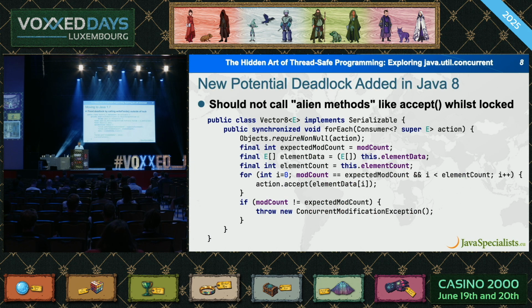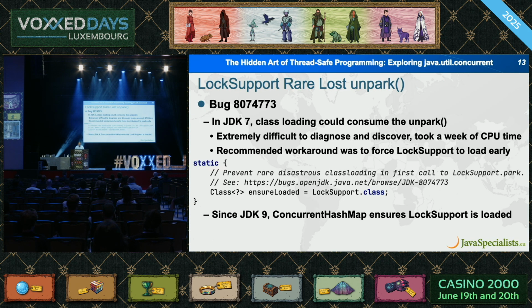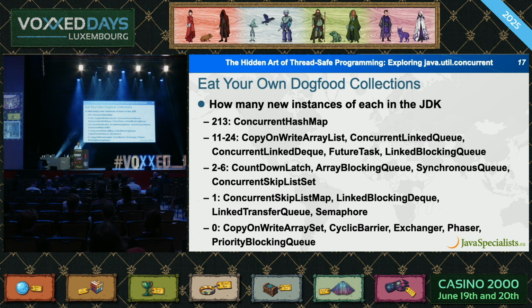You want to use ConcurrentHashMap. Basically, try and use the ones which are the first two lines: ConcurrentHashMap, CopyOnWriteArrayList, ConcurrentLinkedQueue, ConcurrentLinkedDeque, FutureTask, LinkedBlockingQueue. And if you use anything else, you can. They work. I say I found 5 bugs in LinkedBlockingDeque, but they're quite obscure bugs.